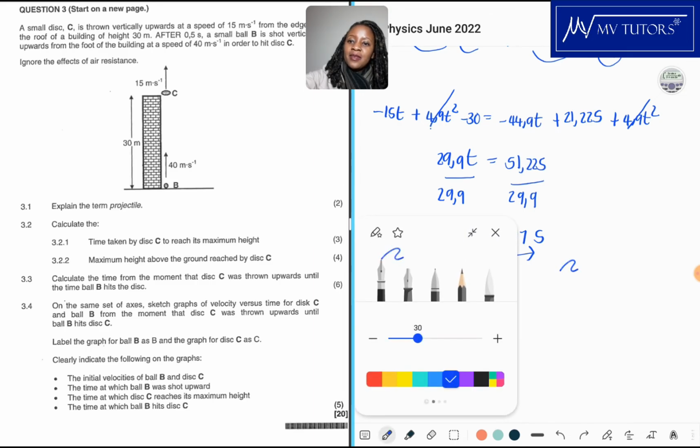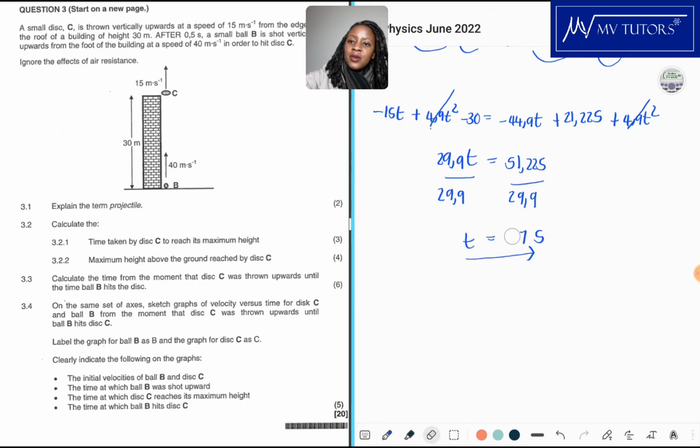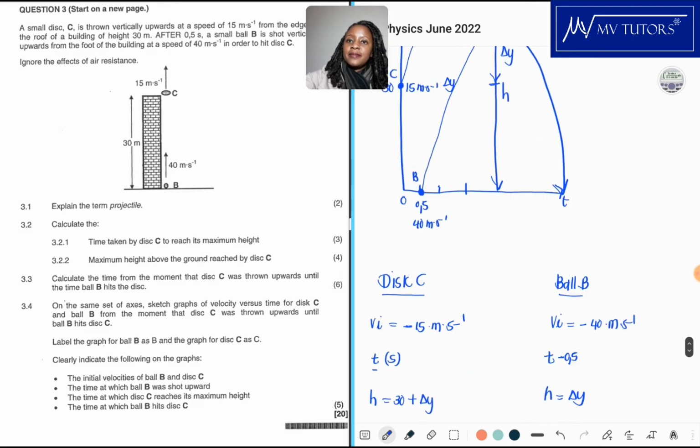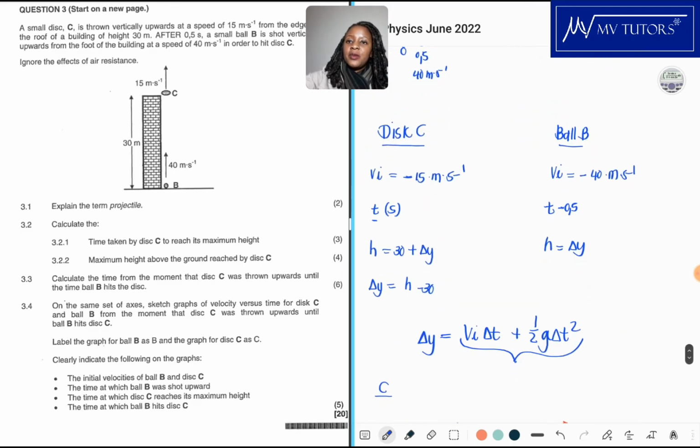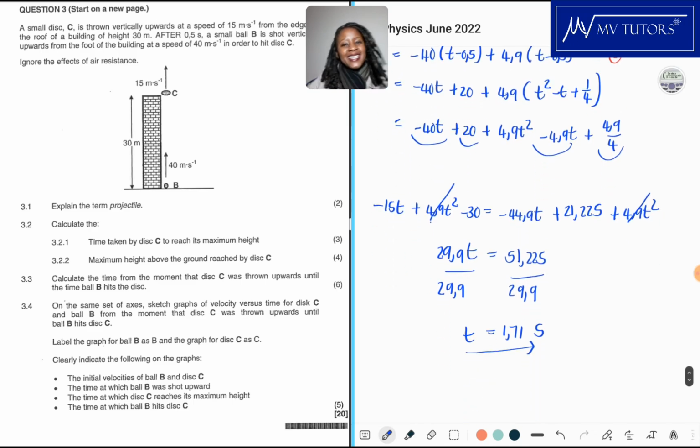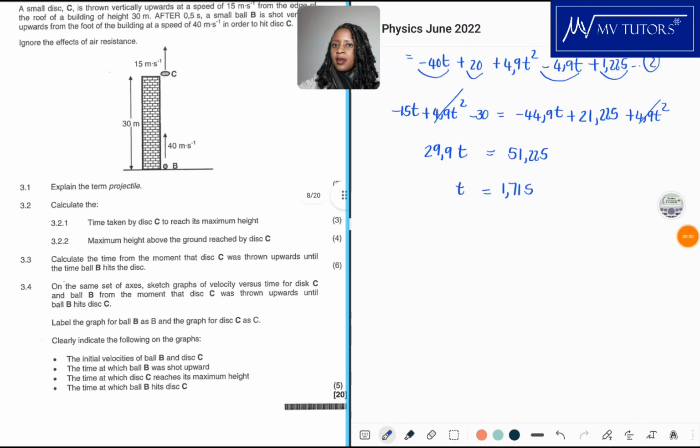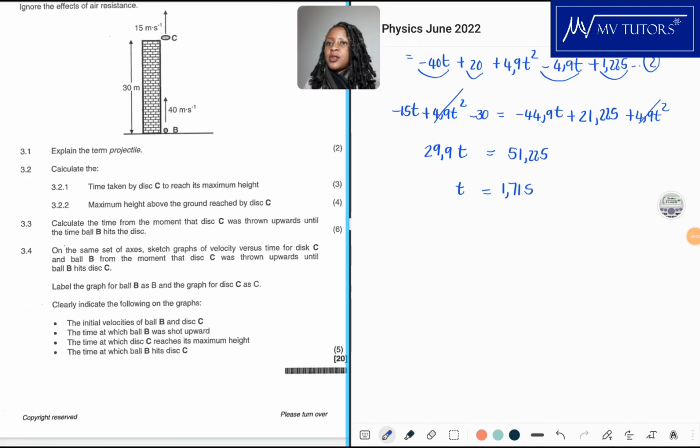1.71. And that's basically it. We will continue with the other question. So for 3.3, the time was 1.71 seconds. So ball B will hit disk C just after disk C has reached its maximum height, and it's coming back down.